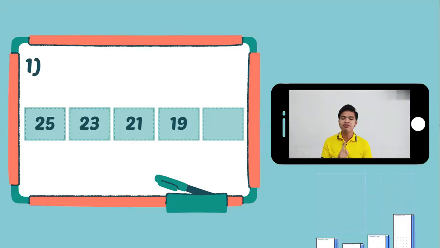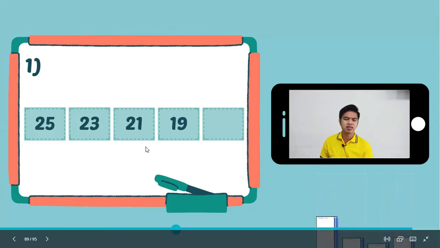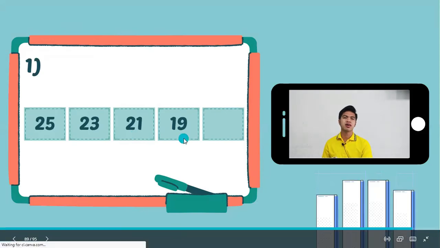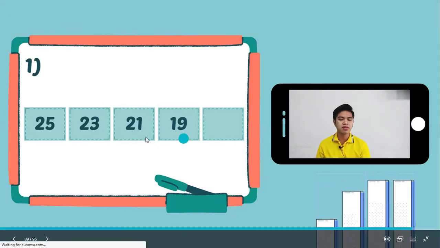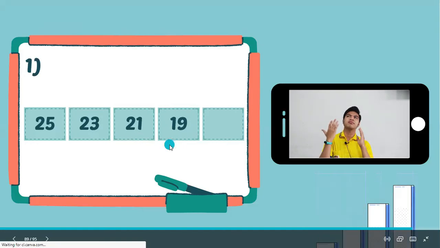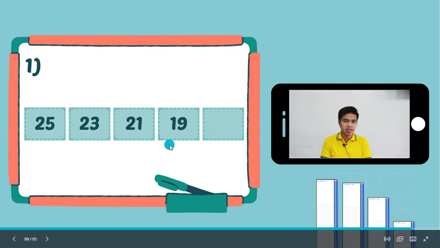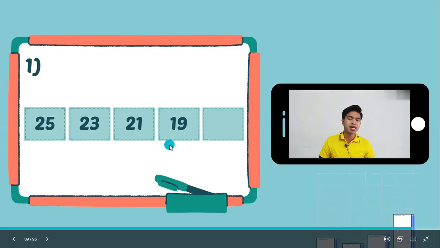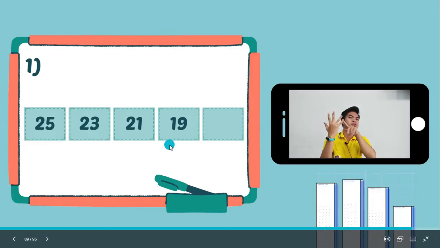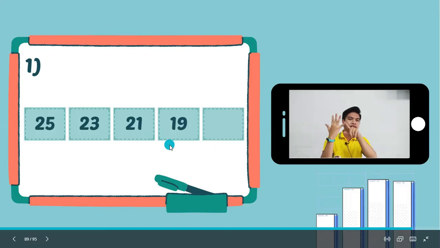For the number 1, we're going to find out what is the missing number. But before that, we have to find out first what is the pattern here. So we have 25, 23, 21, and 19. So what is the common thing between all of them? So we have 21 and 19. So what happened to them? 21 became 19. So it became lower, right? So we will find out what is subtracted to 21 to make it 19. So let's count it up from 21. Okay, for example, it's 21, and then 20, and then 19.